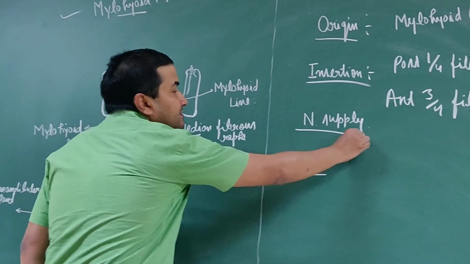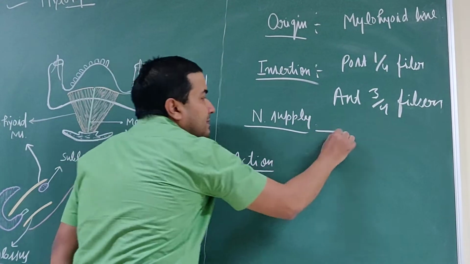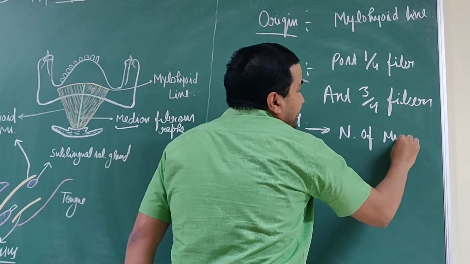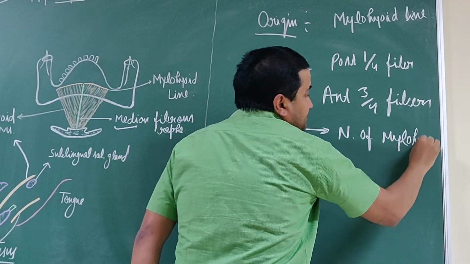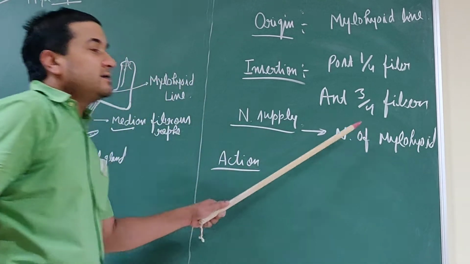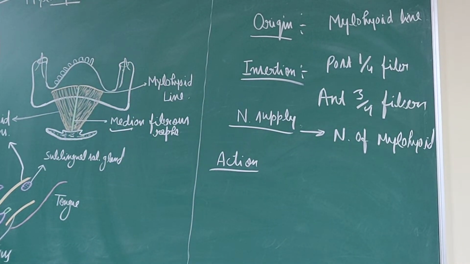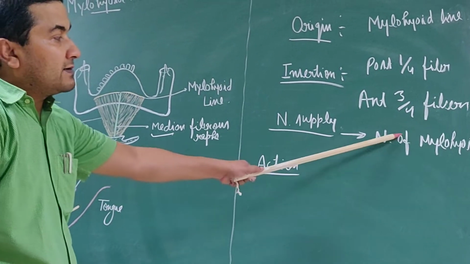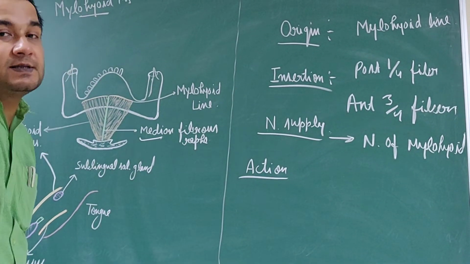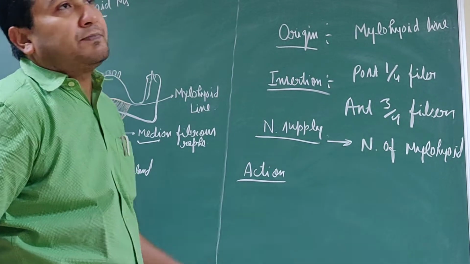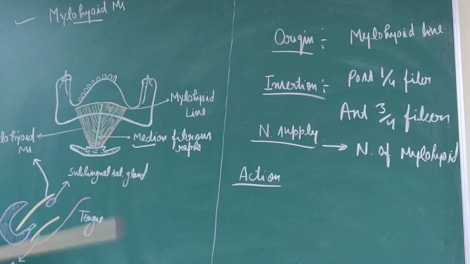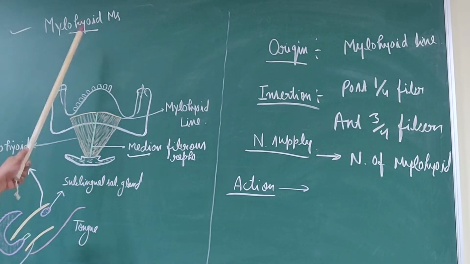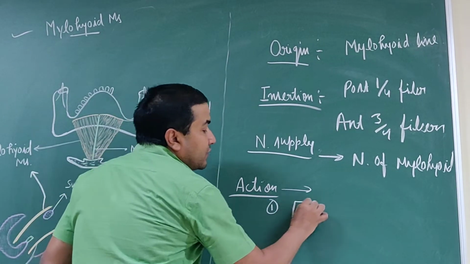Now the nerve supply, a nerve of its own name, the nerve to mylohyoid. This nerve to mylohyoid is a branch of the inferior alveolar nerve, which is a branch of the mandibular nerve, and it supplies the mylohyoid muscle as well as the anterior belly of the digastric muscle. Now the action. The mylohyoid muscles form the floor of the mouth.